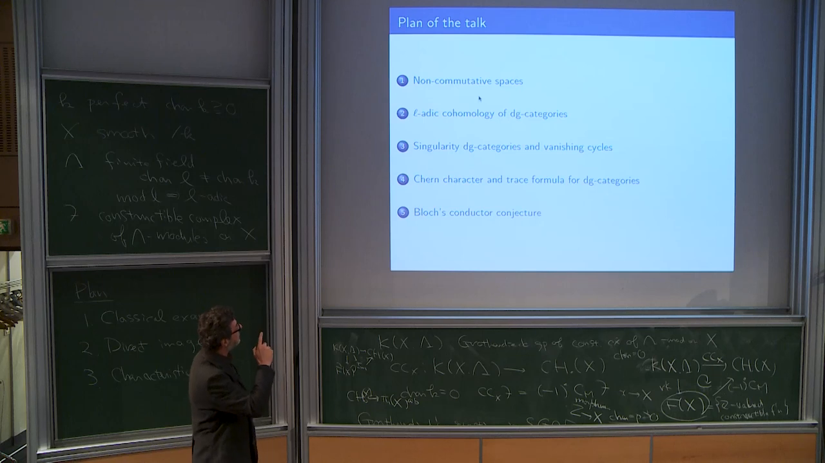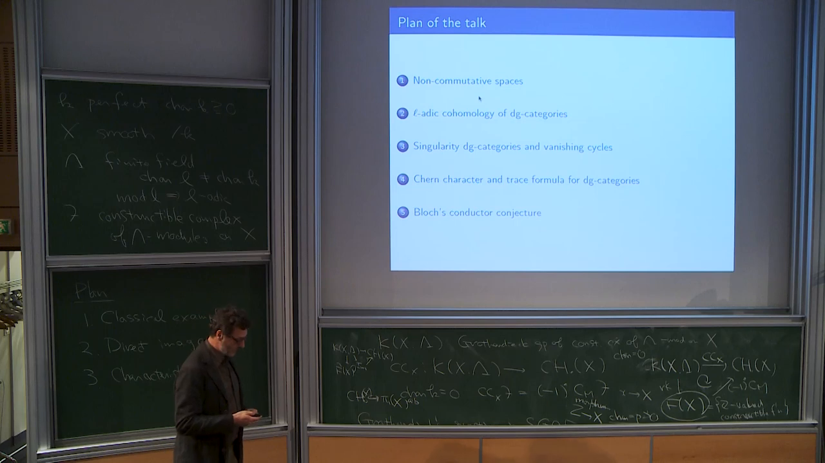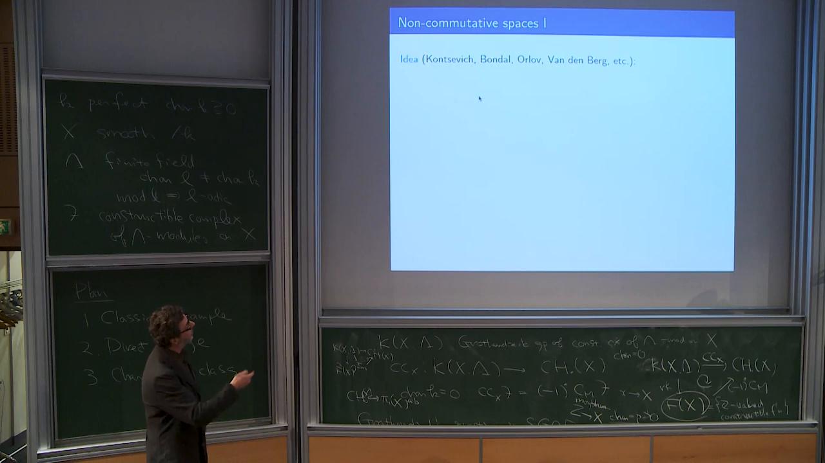The first three items there will be very quick because I'm just recalling what Marco Robalo was saying this morning. I will concentrate mostly on the fourth and the fifth part. The fourth part will be a trace formula for DG categories, so trace formulas for non-commutative spaces. Then I will say how these can be used in order to settle some cases of the Bloch's conductor conjecture. So, a quick introduction to non-commutative spaces.